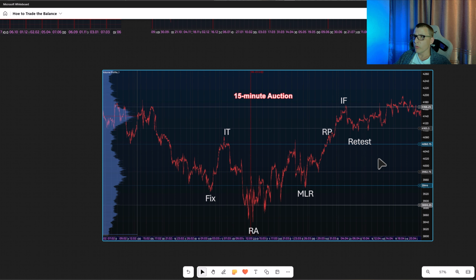And the last example I wanted to share with you today. Okay, 15-minute auction. What is happening here? A preceding impulse, then we see a fixed formation, then we see an inertial trade, and this level allowed us to participate in this inertial trade. Then we see complex responsive activity, which was tradable. These were not easy trades, but all this movement was tradable. Then we see a middle level reinforcement, and then we see repositioning, an initial fill, and retest.